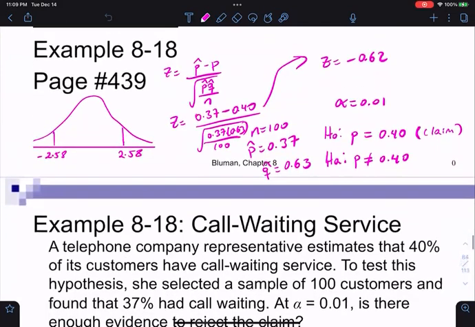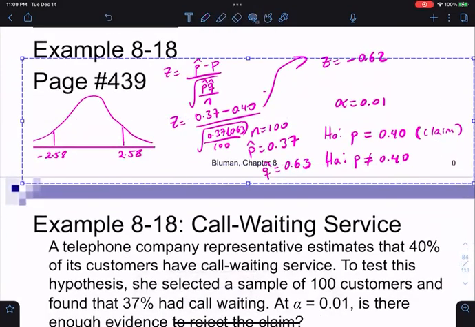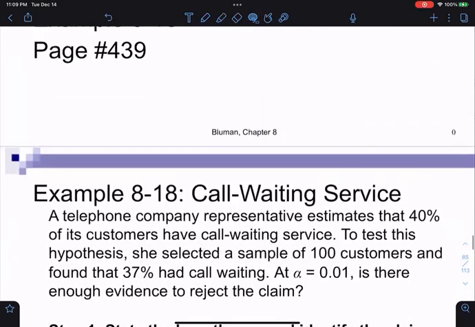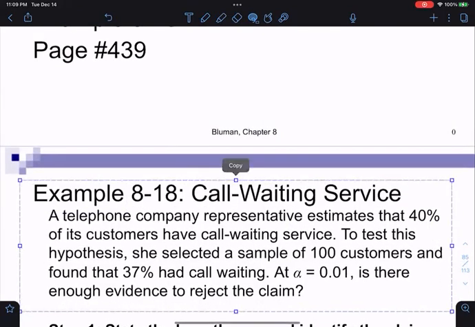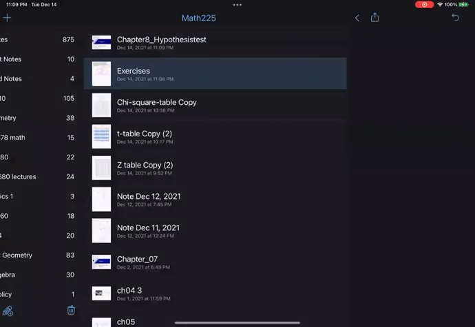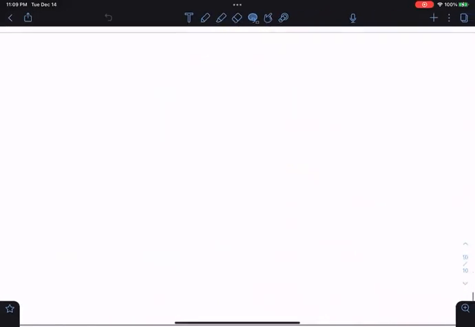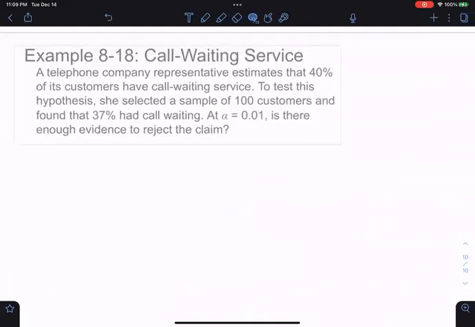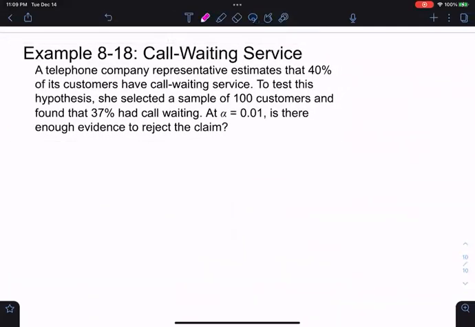Okay, next example. Here you have this problem. A telephone company representative estimates that 40% of its customers have call waiting service. To test this hypothesis, she selected a sample of 100 customers and found that 37% have call waiting.